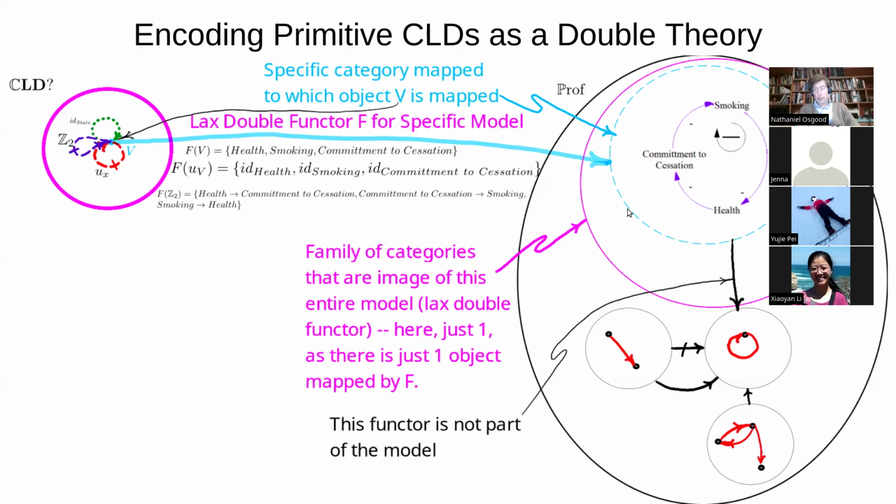Note that these things here in Prof are categories. They're not double categories. It's a double category of these categories. We have objects. We have vertical morphisms that are functors. We have horizontal morphisms that are pro arrows. And we have 2 cells, which are natural transformations. But these individual things are categories. This is a category, not a double category.